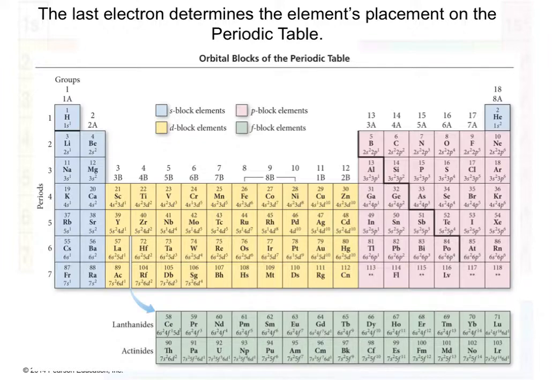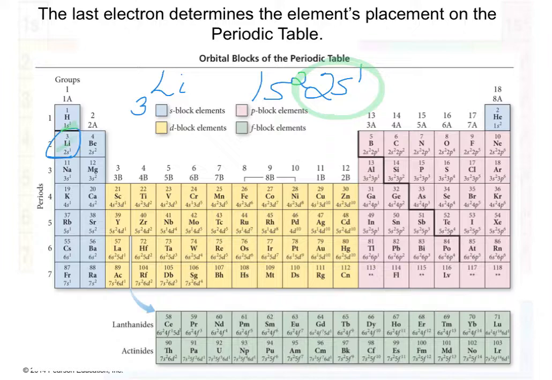So I'm going to do a really easy example. Let's look at lithium. Lithium is atomic number 3, which means it has 3 electrons and 3 protons, and its electron configuration is 1s2, 2s1. So what is the ending part of the configuration for lithium? It's 2s1, okay? So that 2s1 determines where lithium is on the periodic table.